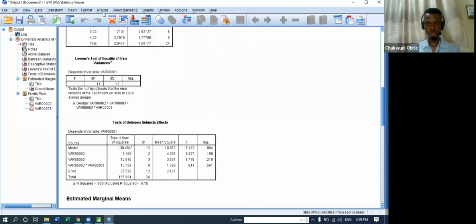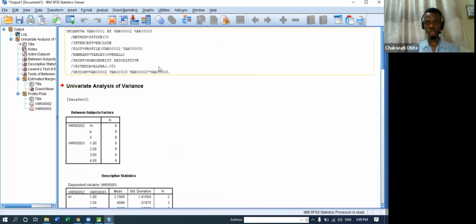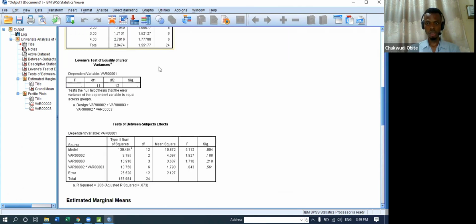So we'll go ahead to what we have for today. Today we'll be talking about logistic regression. We have three types that we'll talk about: the binomial logistic, the nominal logistic, and the multinomial logistic.